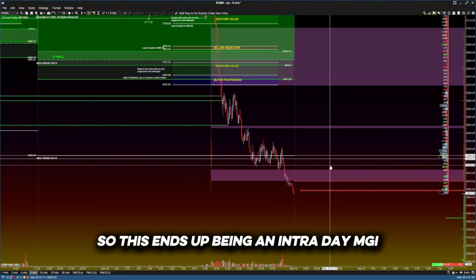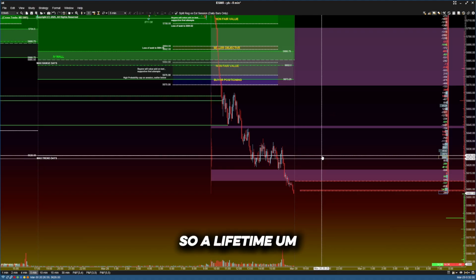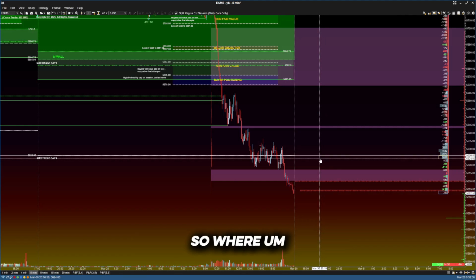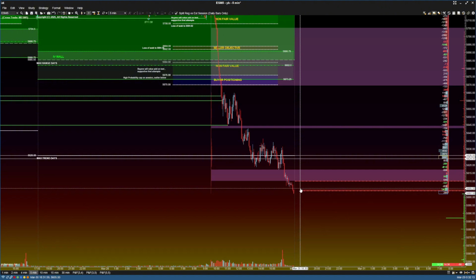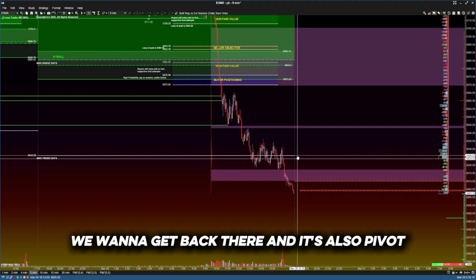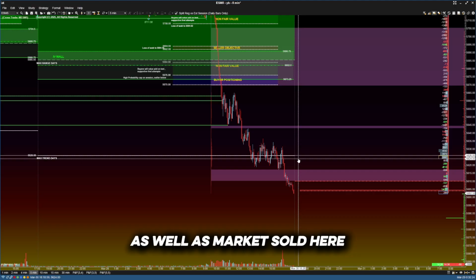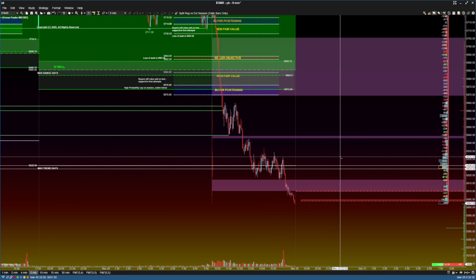So this ends up being an intraday MGI, which just means market generated information. So a live time pivot, and because it's also a target, right? So where buyers and sellers, market participants, mutually agree that the most fair value is, right? So if that's where fair value is, we want to get back there. And it's also a pivot because since so many people market bought here as well as market sold here, once we maintain above, we're gonna be bullish, and once we get below, we're gonna be bearish.